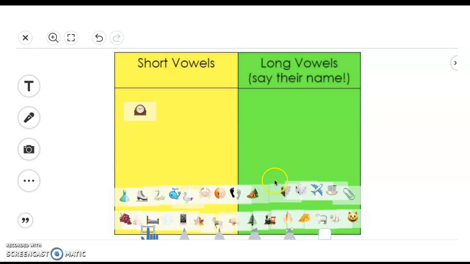You are going to continue this with the rest of the pictures and think about, do they have a short vowel or do they have a long vowel? When you're all finished, hit that green check button on the top right to submit.